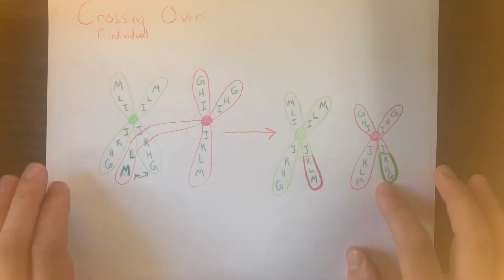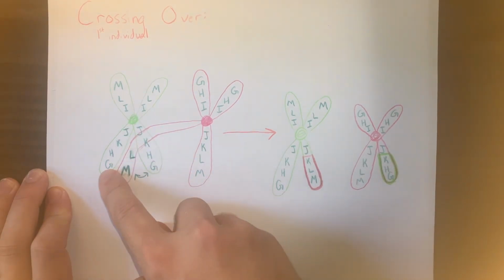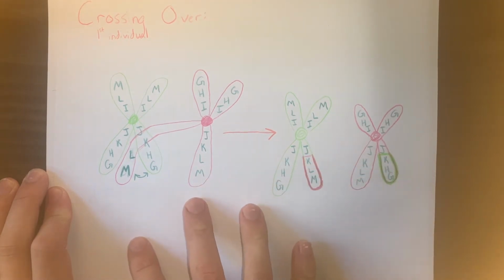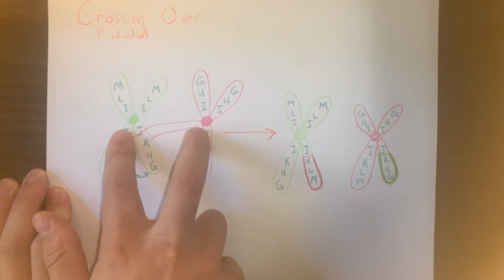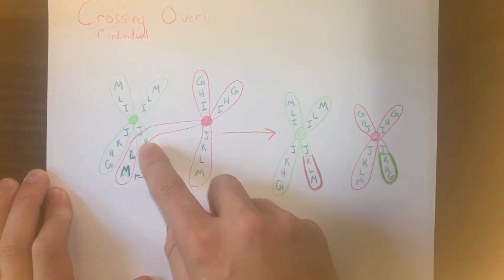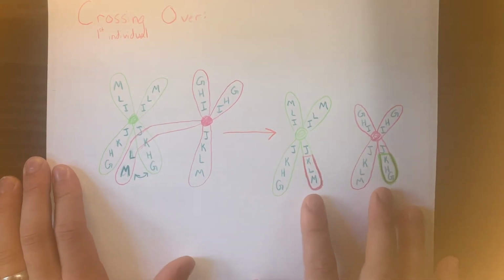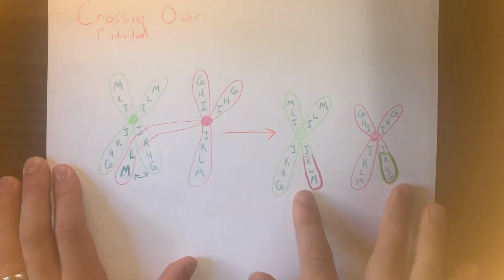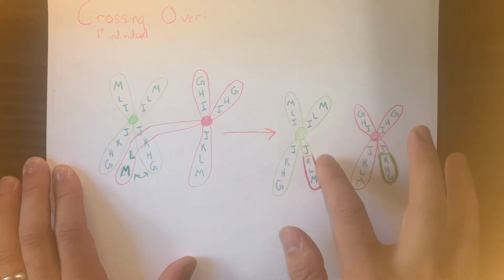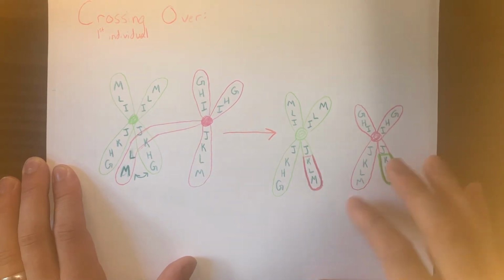So, crossing over in our first individual with the chromosomes MLI JKHG and GHI JKLM looks something like this. We've got our 2 centromeres right here, and then our crossing over event taking place between J and K. So that would give us these chromosomes that look like this. You can see here where our crossing over event took place. That gave us MLI JKLM and GHI JKHG.